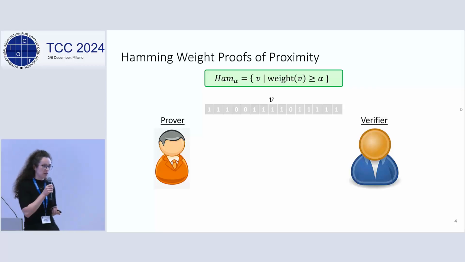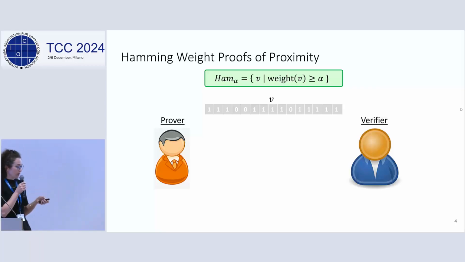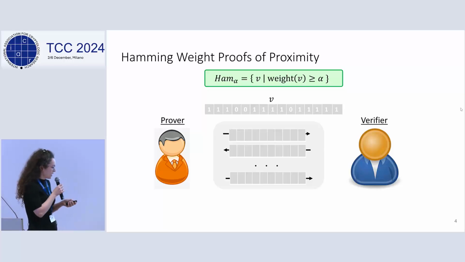Now in this setting, we talk about the vector V as huge and very expensive to query. So we have a prover and a verifier. The prover and verifier interact, and the verifier queries only a small number of bits from the input and then decides whether to accept or reject.